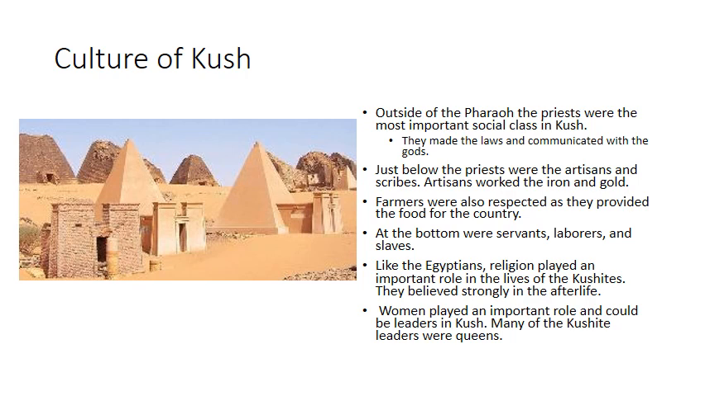Outside of the pharaoh, the priests were the most important social class in Kush. They made the laws and communicated with the gods. Just below the priests were the artisans and scribes. Artisans worked with iron and gold. Scribes wrote down or kept records. Farmers were also respected in this society as they provided the food for the entire country. At the bottom of the social pyramid were servants, laborers, and slaves.